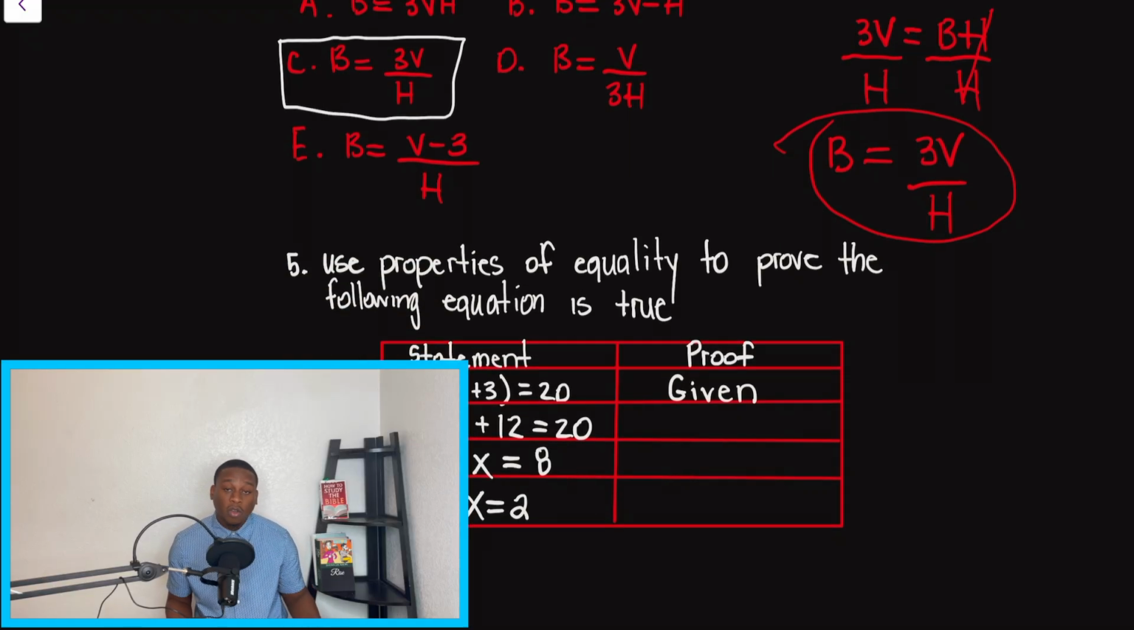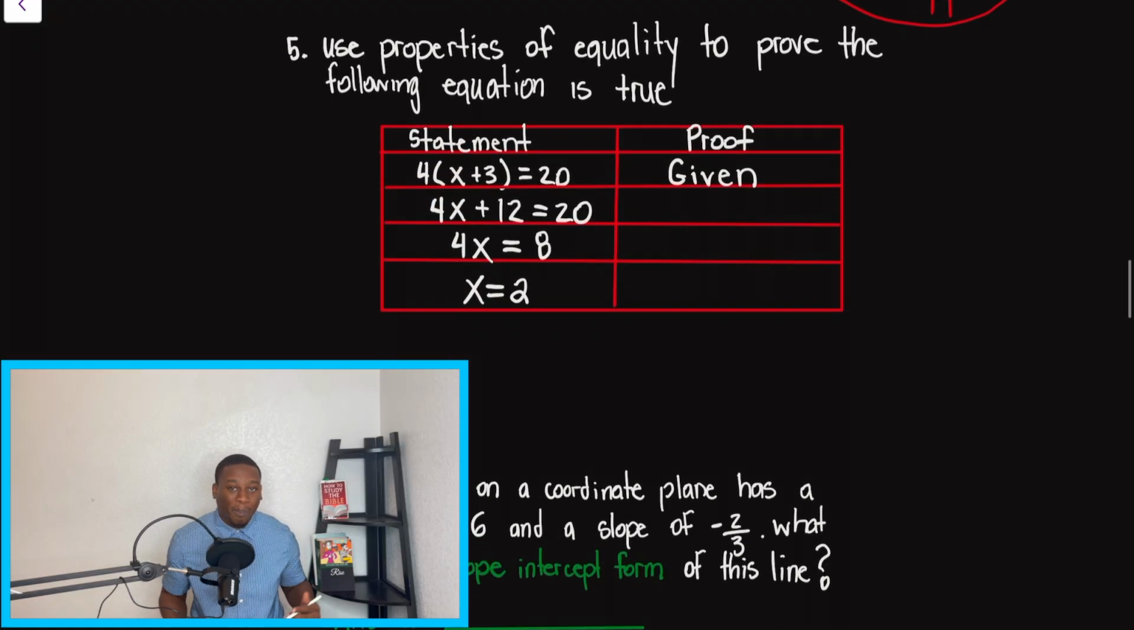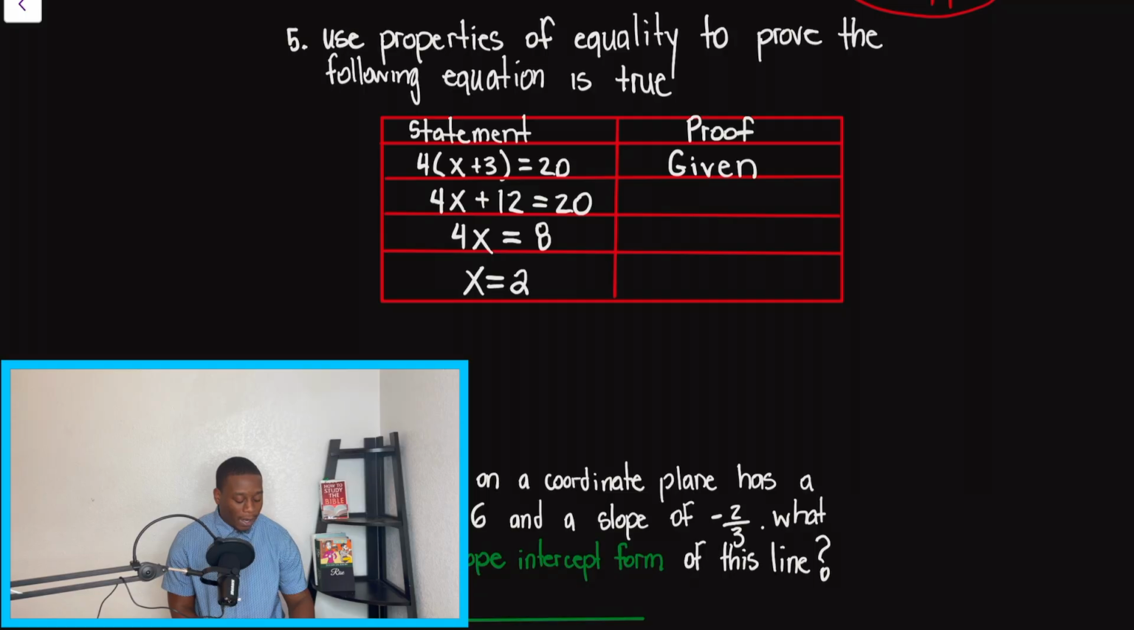All right. So we continue with our midterm review. Now we're talking about properties of equality. The first thing I need to tell you guys is you know how to do this. This is basically just solving an equation. They're going to solve the equation for you, and now they want you to identify the steps that were taken.